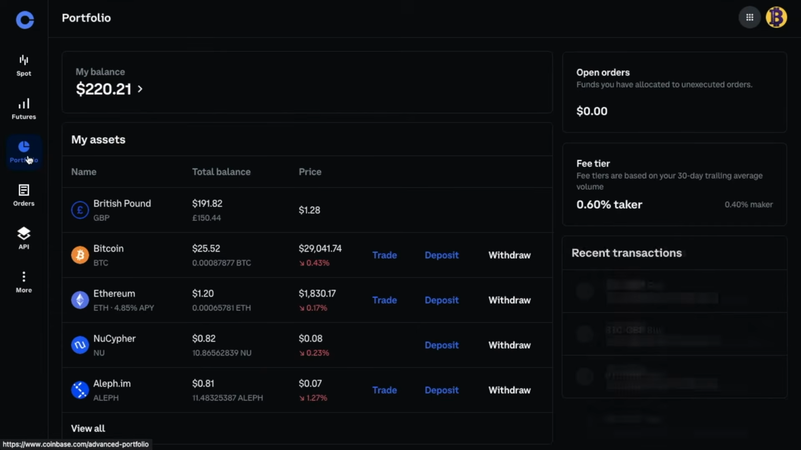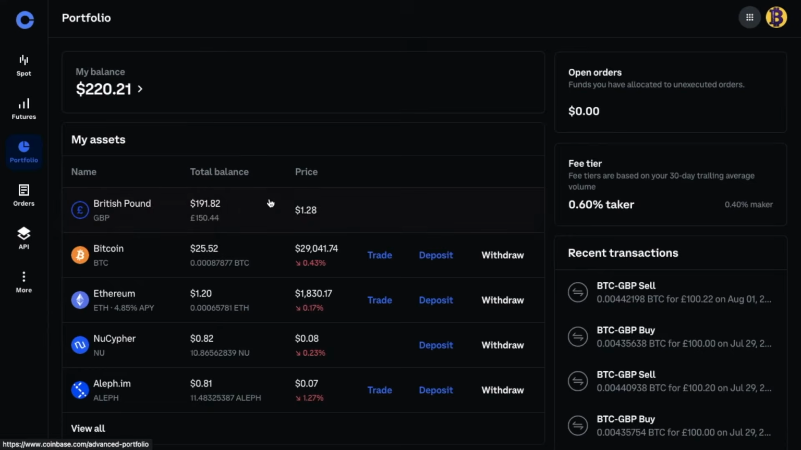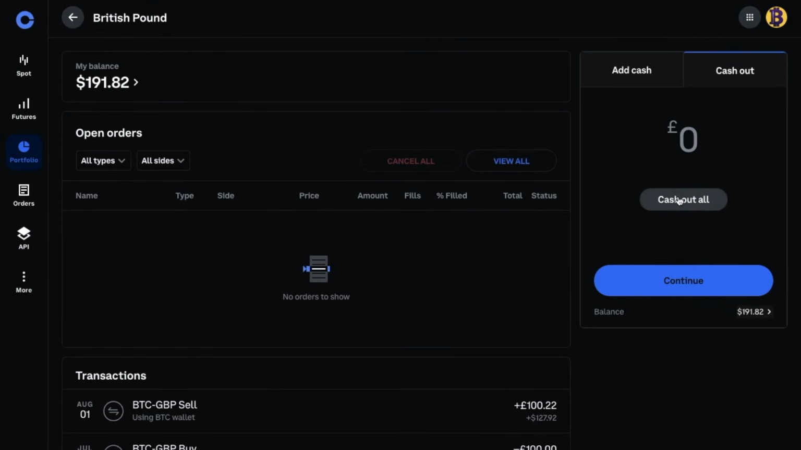If I click onto that, and then my British Pound wallet, I could then choose to withdraw my cash, or essentially cash out to the likes of my bank account or PayPal. If you're not too sure how to withdraw, again you can check out my full tutorial of a Coinbase Advanced trade. So that's how you can set up a stop limit order to help protect against losses.